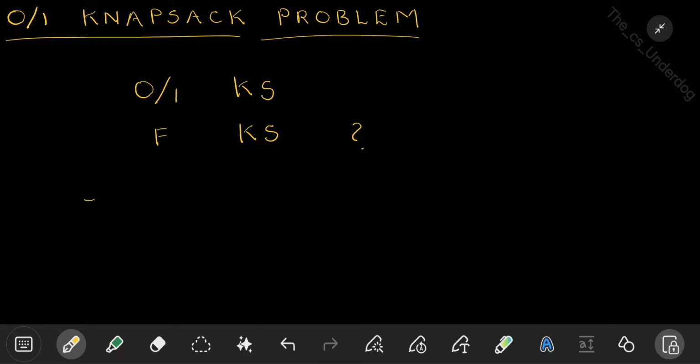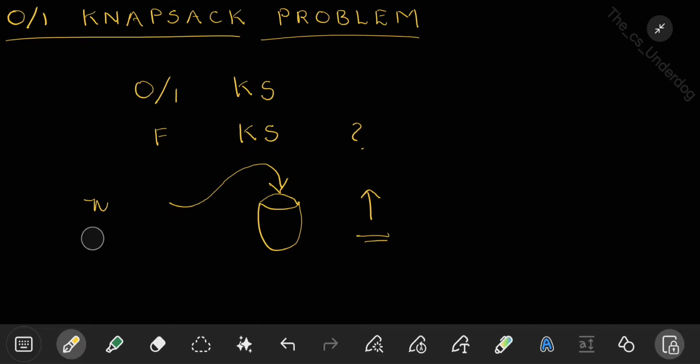We were provided with n different items and a knapsack. What was the task? We had to insert a set of items from these n items that are provided such that the value of this knapsack is maximized. How can you maximize the value?